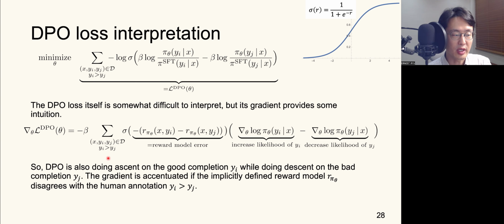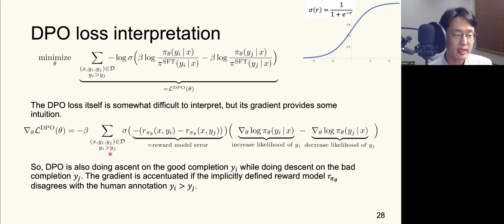Okay, so here we're taking the summation over our human annotation data, where yi is a better completion compared to yj. So here, when we take the gradient, we get these terms. This first term corresponds to gradient ascent with respect to this good completion yi. And with the negative sign here, this term corresponds to gradient descent with respect to the worse, bad completion yj. Now, the magnitude of this gradient ascent and descent is proportional to this reward model error. Now, recall that this function sigma is the sigmoid function defined in this way, and it is an increasing function. So for positive inputs, it's large. For negative inputs, it becomes close to 0.